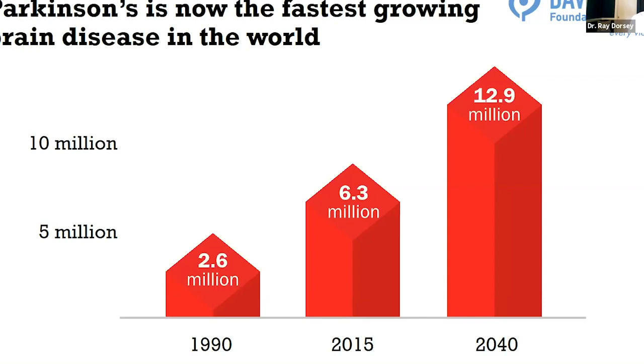From 1990 to 2015, the number of people with Parkinson's disease worldwide has more than doubled. And from 2015 to 2040, if we don't act, if we don't change our behaviors, including use of pesticides, air pollution, environmental chemicals, and heavy metals, the number of people is going to double again.